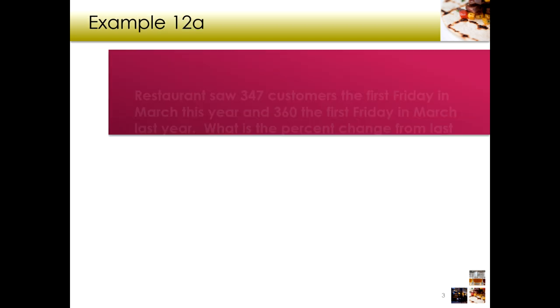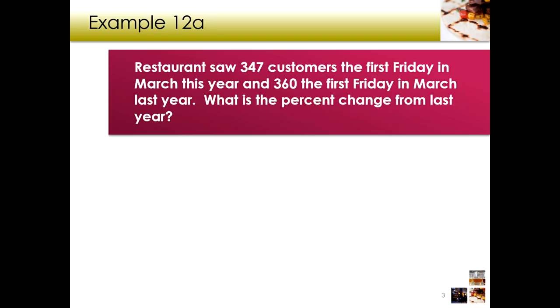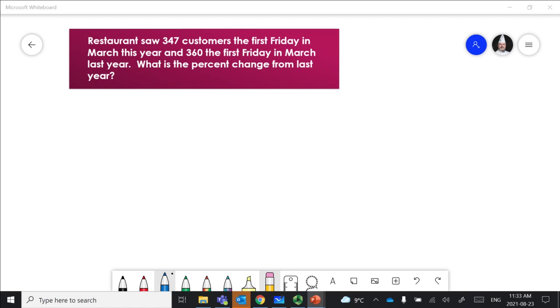So in the example we've got here, a restaurant saw 347 customers the first Friday of March this year and 360 the first Friday of March last year. So what's our percentage increase or decrease? Our current count was 347 minus 360, divided by our prior of 360. What's 347 minus 360? It gives us negative 13 divided by 360.